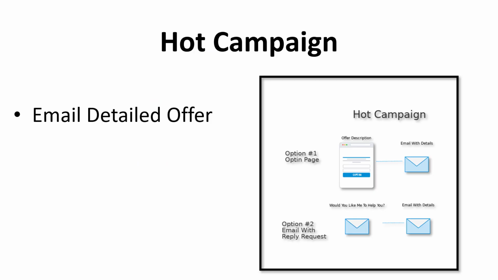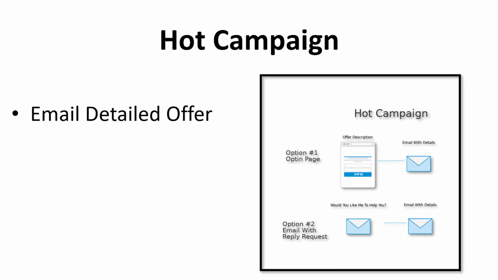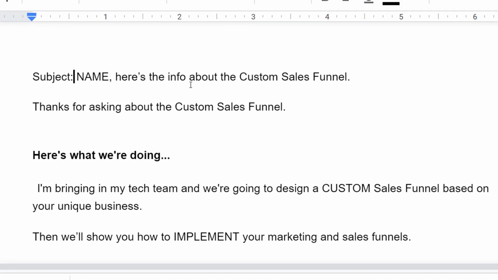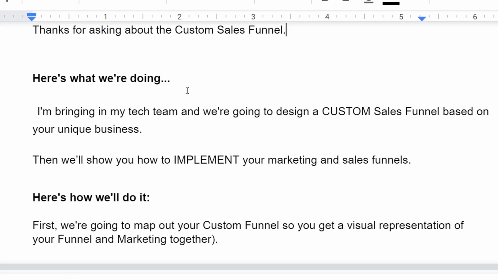So the next step is that when they reply or when they opt in, they're going to get an email from us that has the details. And this is where we're going to send our detailed offer, right? And I'll show you what I mean here. So with our detailed offer, we acknowledge that they wanted information about the custom sales funnel, or I could say, thanks for asking about the custom sales funnel. So either one of these subject lines are fine.